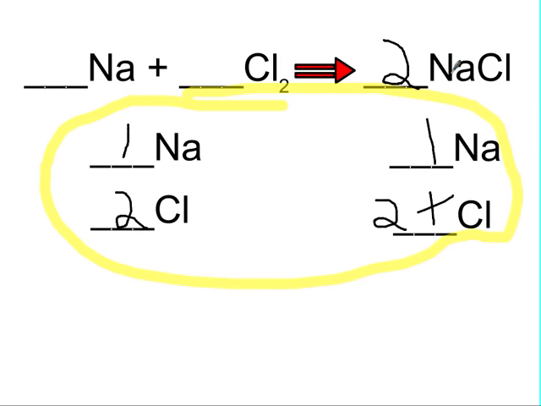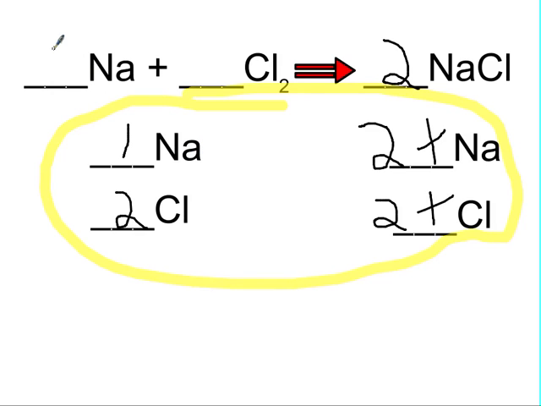But as some of you, or all of you, might have noticed, this 2 also affected the Na. So I'm actually going to have to turn this Na into a 2, because remember, coefficients will affect everything in the compound. Well, crud. That actually ruins everything, because now my Cls match up, but my Nas do not. This is normal. Get used to this. This is part of the game. So now I have to figure out how to balance it.